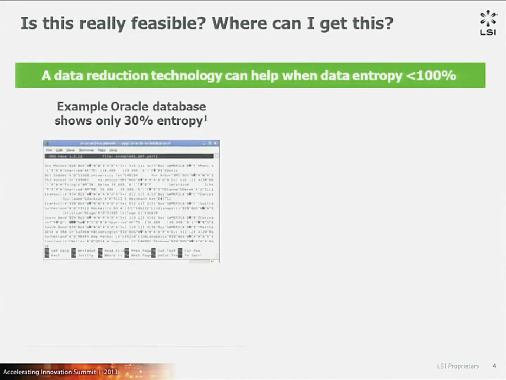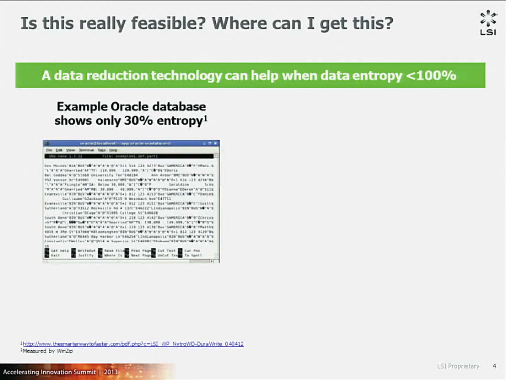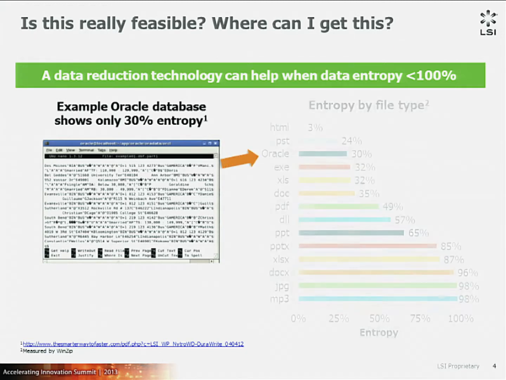Okay, so I'm sure many people are asking, is this really feasible? Can I get this today? Well, a data reduction technology can help when the data entropy is below 100%. Let's look at this example, an Oracle database. This database is actually from Oracle. It actually shows 30% entropy. And what that means is its size can be reduced by about 3 times.